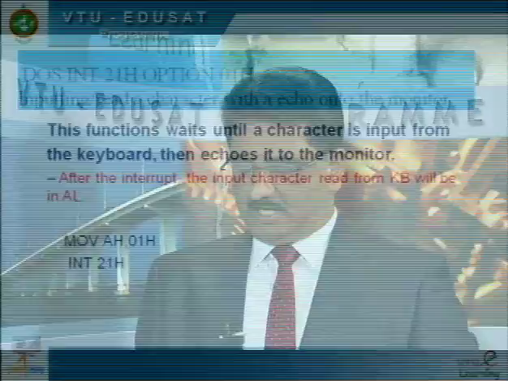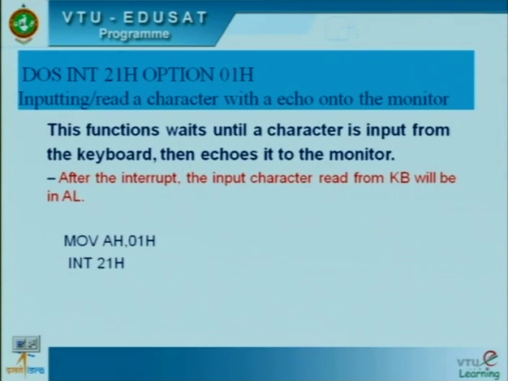To input a character, we have function request 01H, where if I say MOV AH, 01H and INT 21H, whatever data I type from the keyboard gets read and will be present in AL. So after executing this code, if you check the content of AL, it will have whatever key you have pressed. Suppose I have pressed 5 from the keyboard, then after execution, AL will have 35, where 35 is the ASCII value for the input character 5.